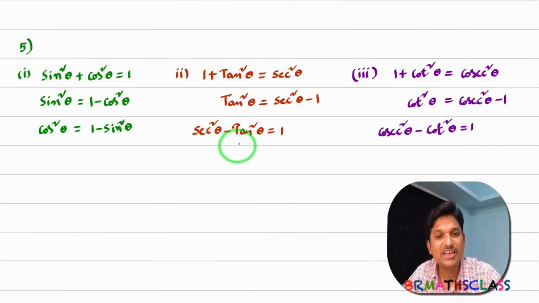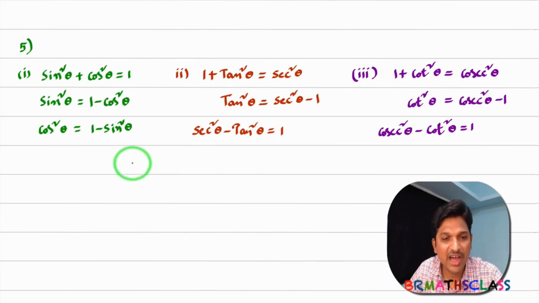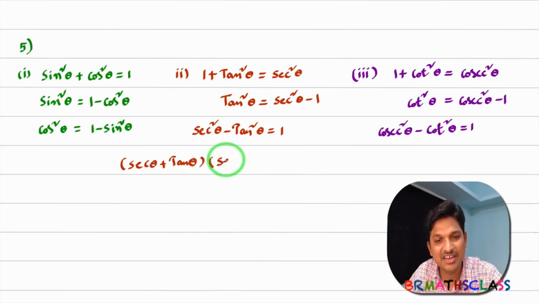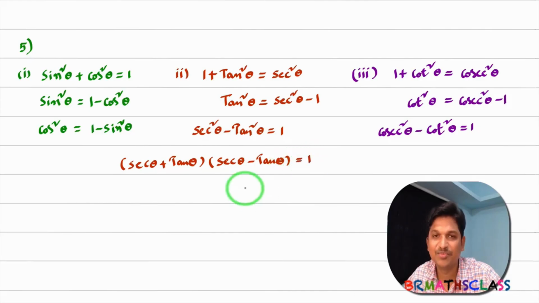See, secant square theta minus tan square theta looks like a square minus b square. What is the formula for a square minus b square? A plus b into a minus b. So here what I can write, secant square theta minus tan square theta can be written as secant theta plus tan theta into secant theta minus tan theta equal to 1.